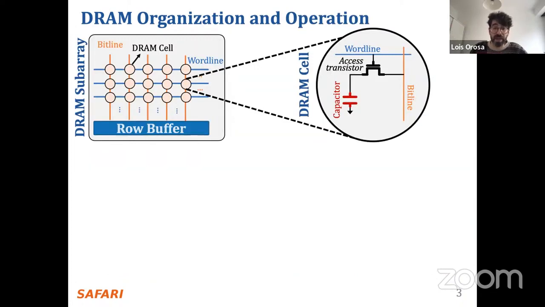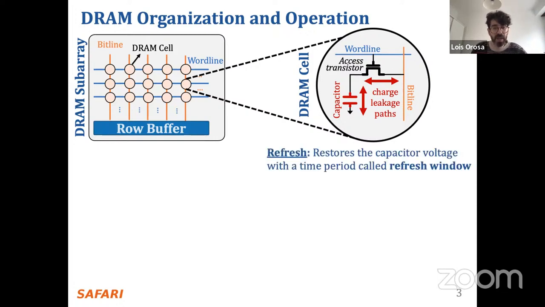This is a simplified diagram of a DRAM cell, where the data is stored as capacitor voltage and accessed through the access transistor. A DRAM cell inherently exhibits several charge leakage paths and requires a refresh operation to restore the capacitor voltage within a time period called the refresh window.